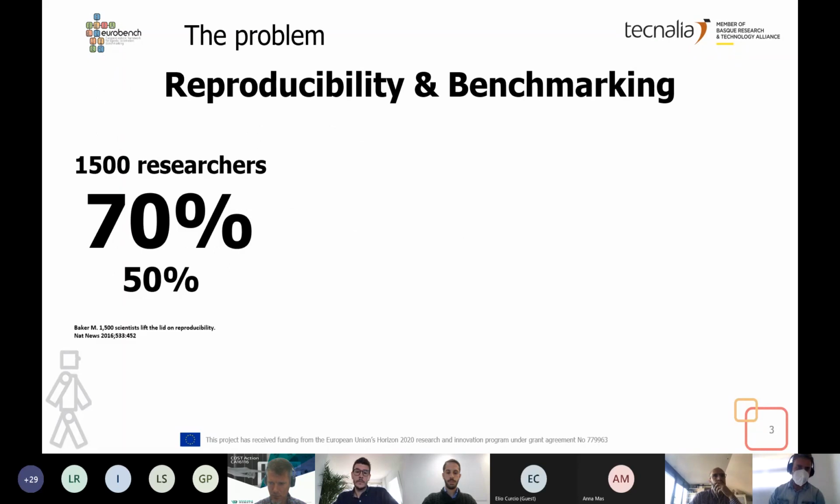The reproducibility of experiments has been known to be limited in many scientific fields. In a recent survey, in which 1,500 researchers took part, 70% of them admitted that they have difficulties when trying to reproduce the experiments proposed by other colleagues. Even 50% of them recognize that the issue of reproducibility also affects their own experiments.